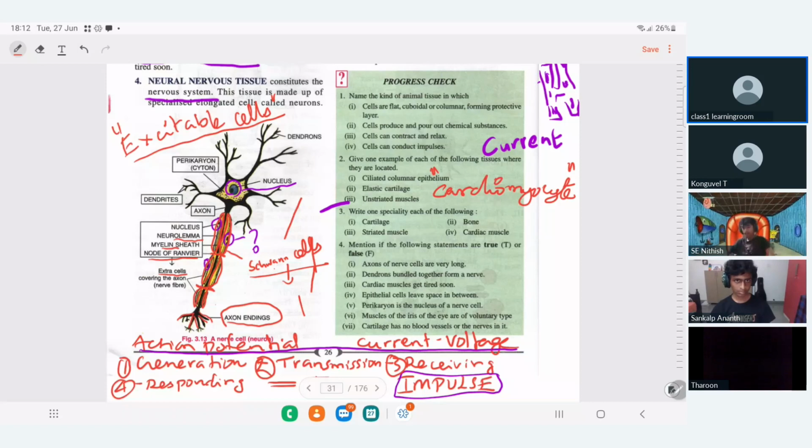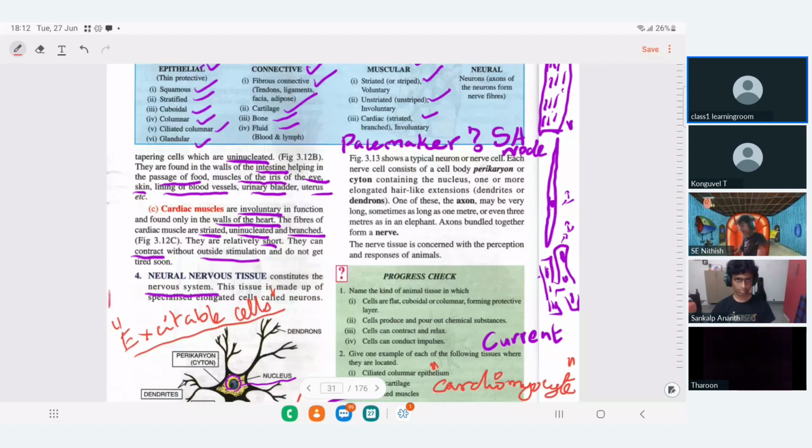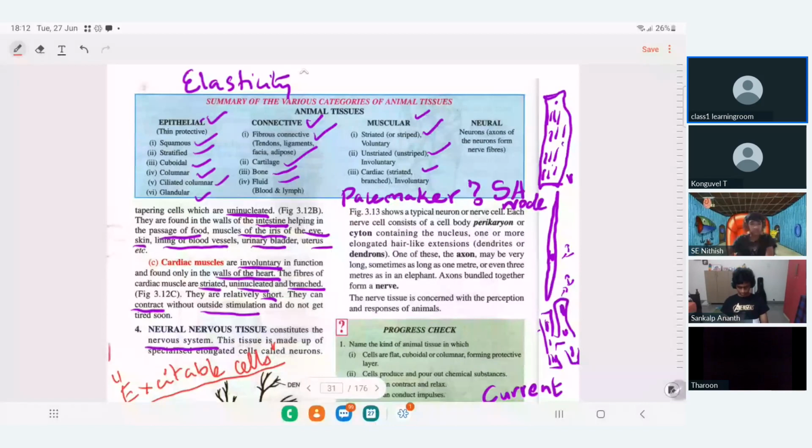So, in general, these are the 4 types of tissues which perform all of the functions. Listen. In general, animal tissues have different properties: elasticity, excitability, contractility.